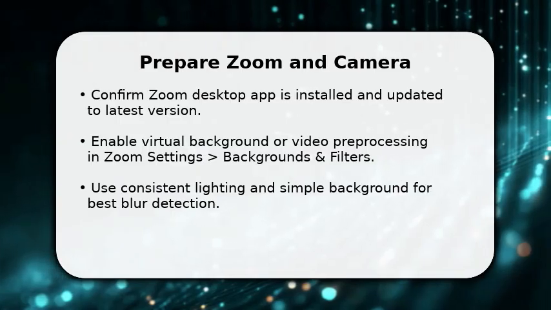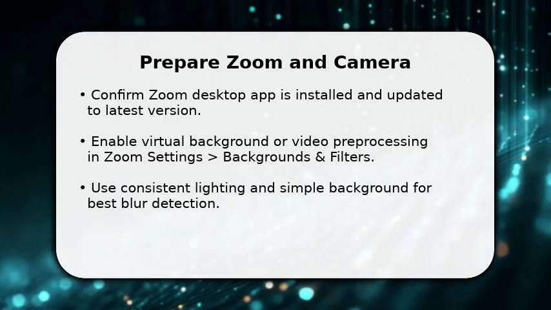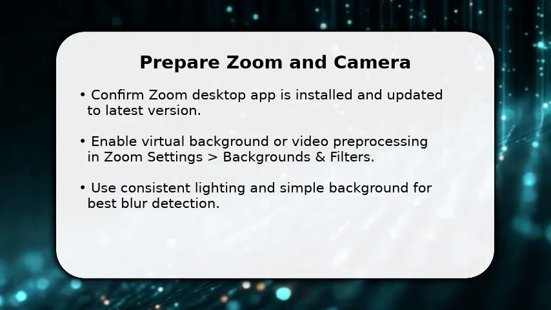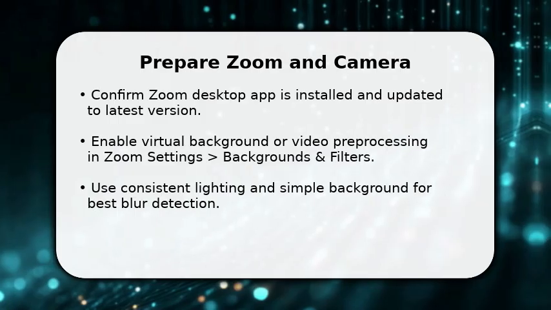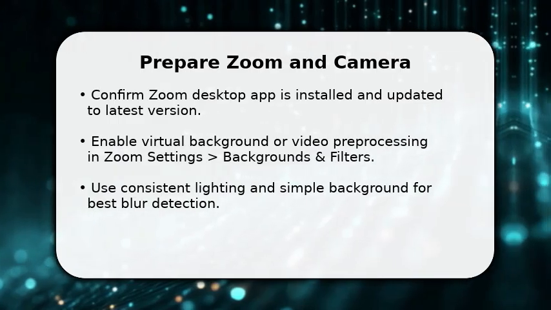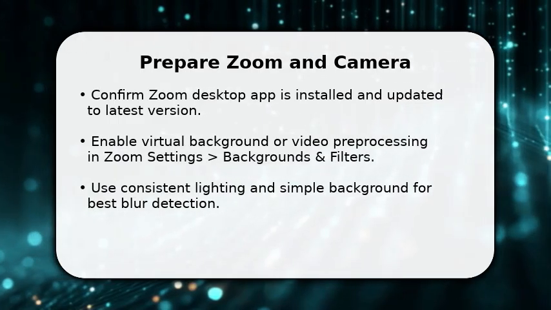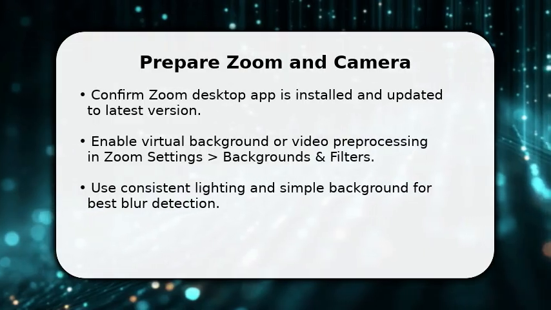You start by opening Zoom and making sure the desktop app is updated. This is essential because older builds lack the blur algorithm. Next, go to Settings, then Backgrounds and Filters, enable video processing features so Zoom can apply blur.